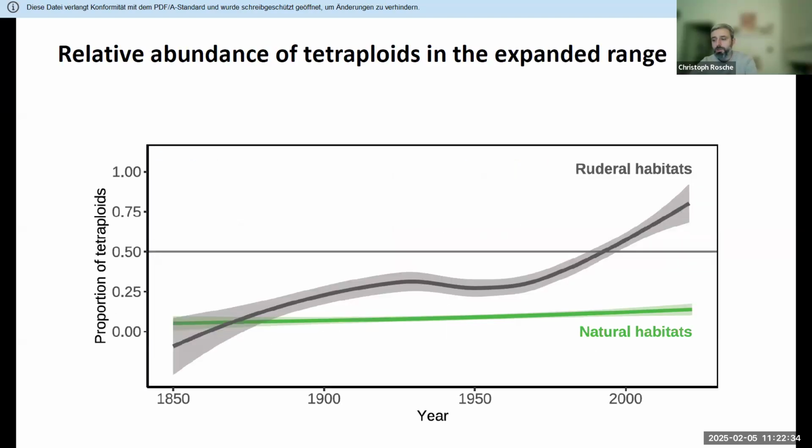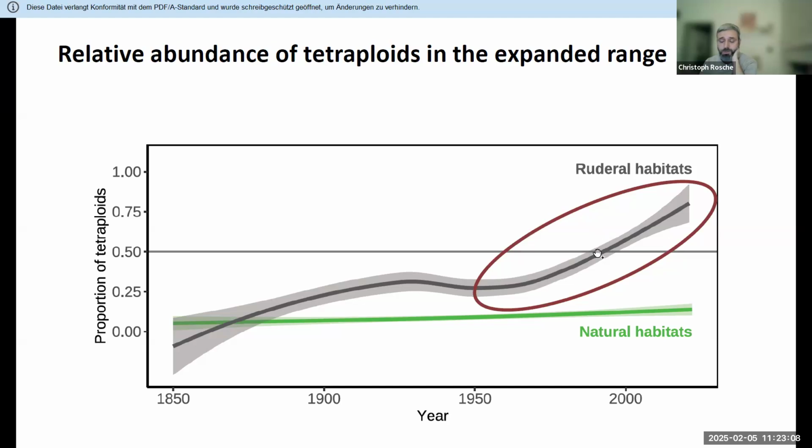And we then analyzed this pattern using another GAM, specifically focusing on tetraploids within their expanded range over time, so only in the expanded range here, distinguishing between ruderal and natural habitats. And there is a slight increase in occurrences within the natural habitats, but the trend was much more strongly pronounced in ruderal habitats. So look, the frequency of tetraploids in the expanded range is nowadays way above 50%.